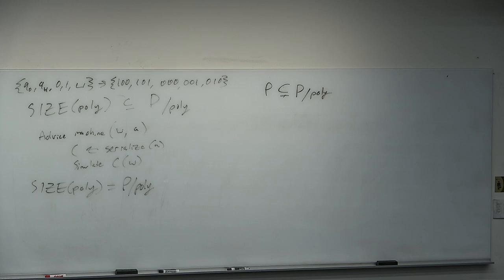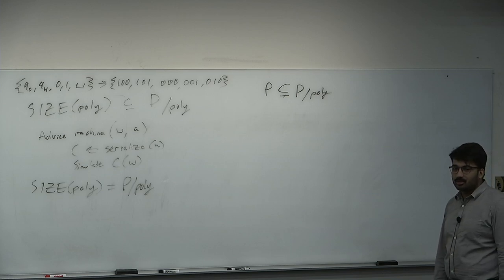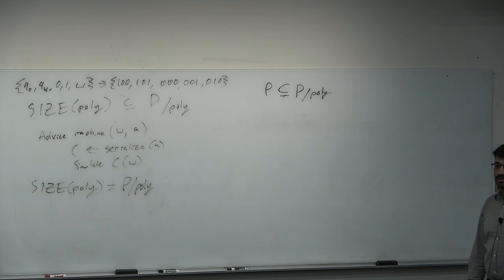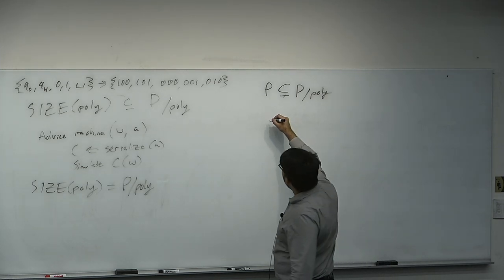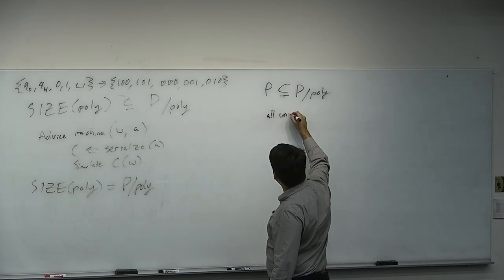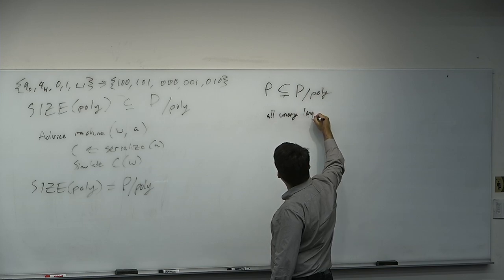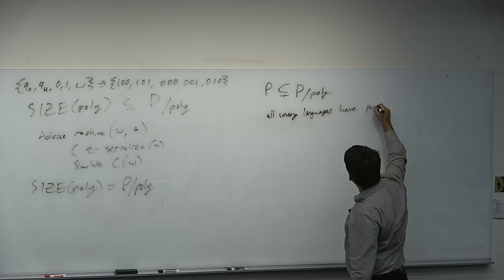One of the reasons is that P/poly is not a decidable class. P/poly actually contains undecidable languages, which is kind of an insane fact. Here are two facts. All unary languages have poly-sized circuits.